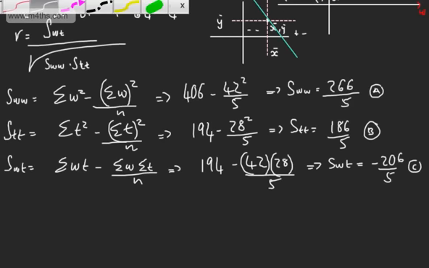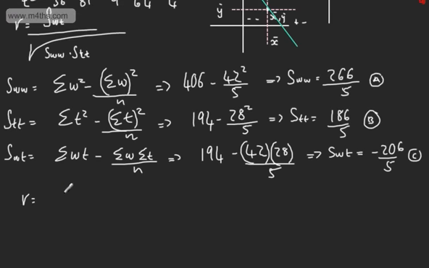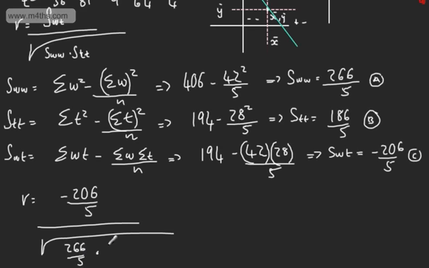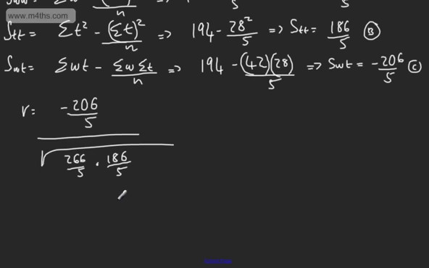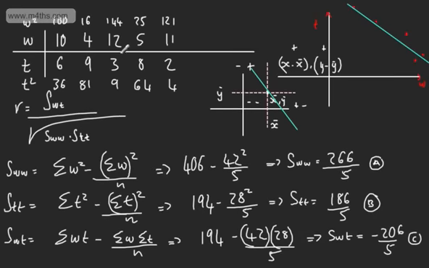Okay, so let's go ahead and do this. We can say that R, which is the product moment correlation coefficient, is going to be minus 206 over 5, over the square root of 266 over 5 multiplied by 186 over 5. Let's write that out, and remember all of these are stored in the calculator. In this case, it'll probably be about 0.9, somewhere around there. It's pretty good. You can see that there is some linear relationship between these two quantities.